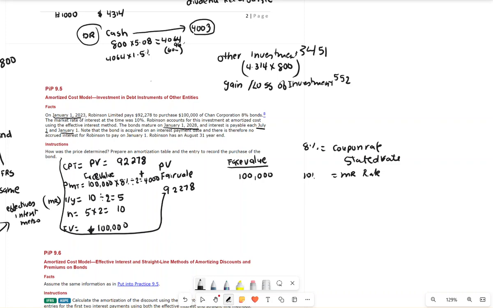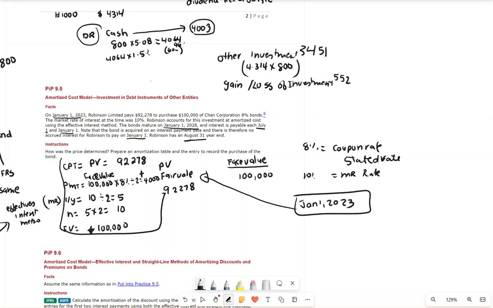table, because they're asking us to do an entry on January 1st and August 31st, but our next payment is on the July 1st, right? So let's do the payments, and then we are going to show you how to do a transaction on January 1st at the time we purchase the investment. The investment is recorded at the present value, which is the fair value.